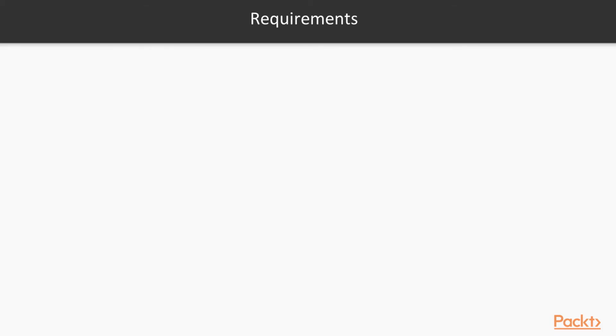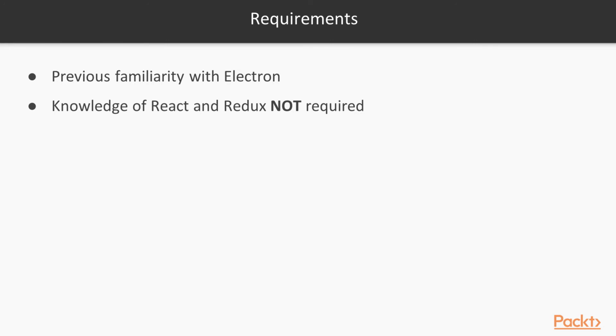Now let's go ahead and talk a bit about the requirements of this course. This is an advanced course, so it is required from you to have previous familiarity with Electron. Also, you don't need to have previous knowledge of React and Redux. I will explain to you all the steps to build our applications, even if you don't know React or Redux. But still, if you know them, it's a help, of course.